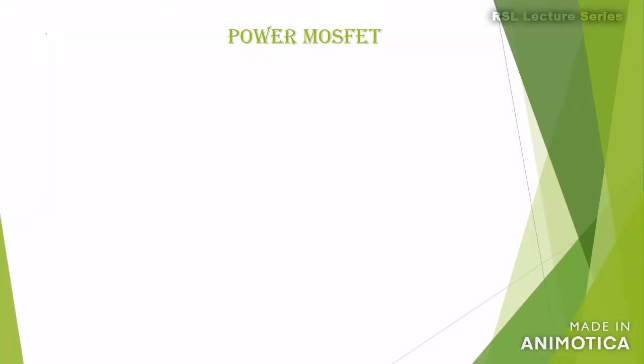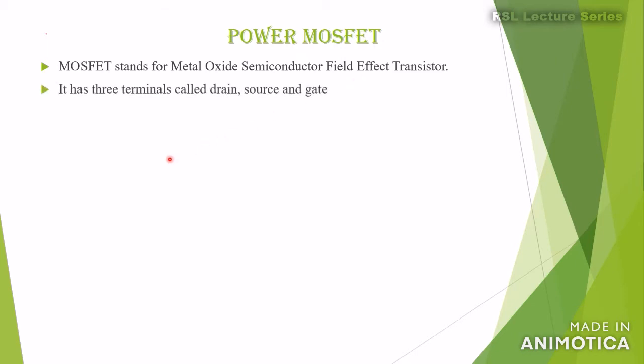In this lecture, we'll discuss the power MOSFET. MOSFET stands for metal oxide semiconductor field effect transistor. It has three terminals: one is the drain, the second is the source, and the third terminal is the gate terminal. It is a voltage controlled device, so voltage is used for both turning on and off the device.